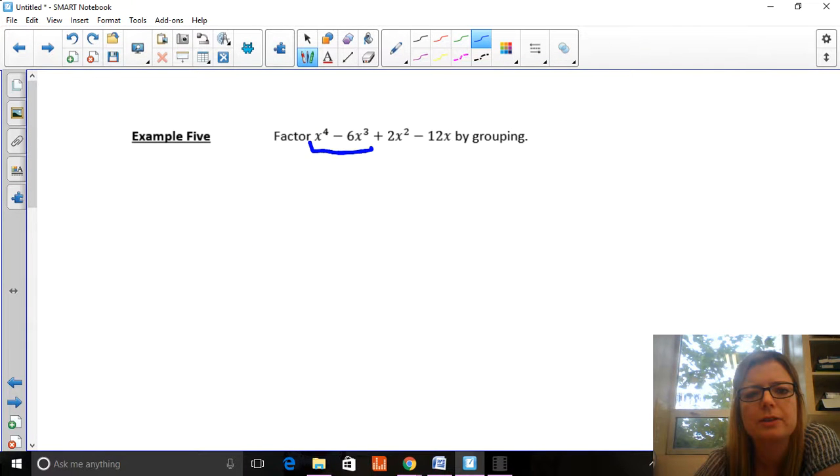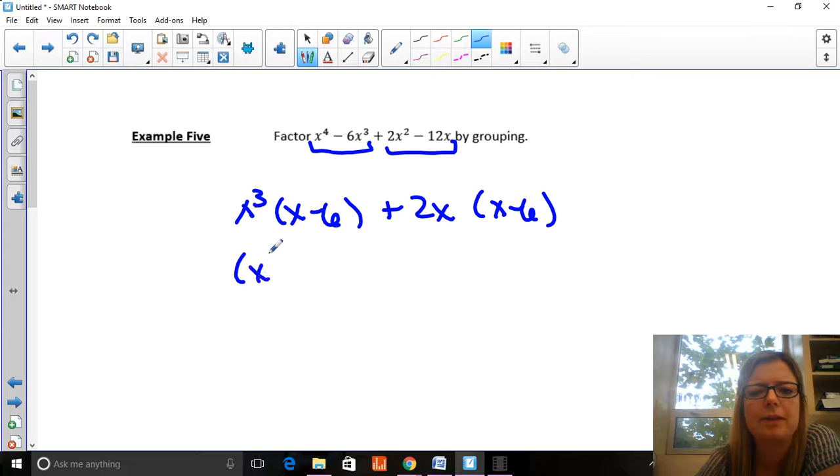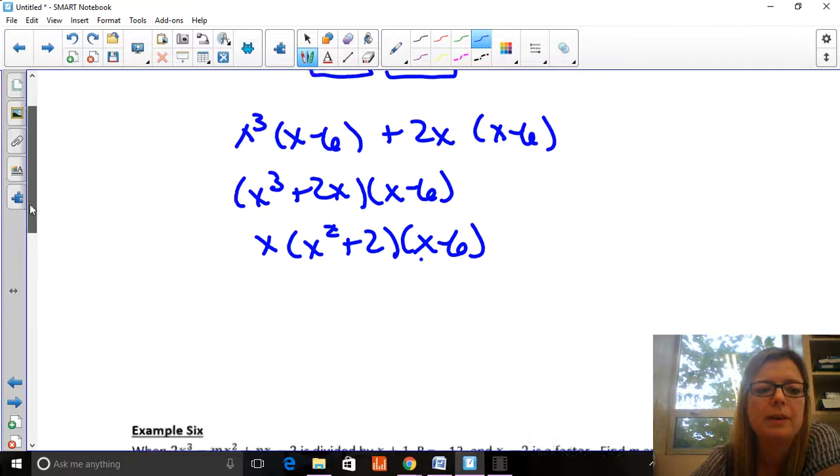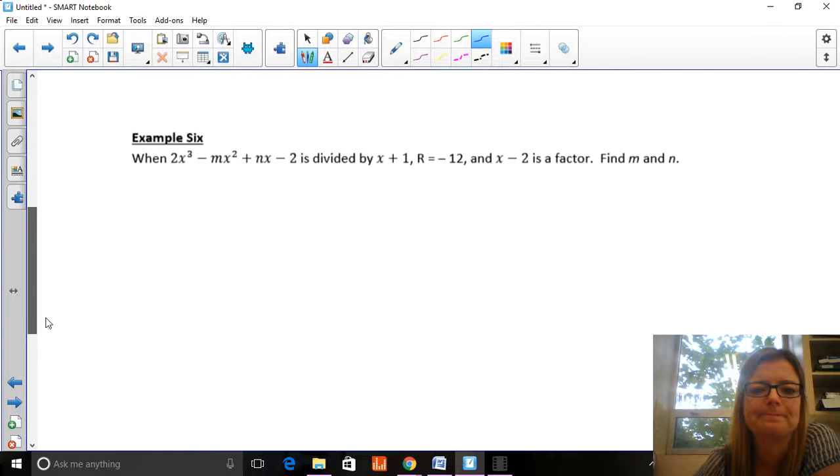Okay, so again, my first 2 and my last 2. So I can take out an x cubed of the first 2, and then I'm left with x minus 6, plus a 2x, I'm left with x minus 6. So then I have x cubed plus 2x times x minus 6. And this has a common factor of x, so I can take that out. And I know I'm done factoring now because there's nothing else I can do. I took this x out. There's no common factor here, and there's nothing else for me to factor, so I'm done. So you can only be done the factoring when you know that's all done.